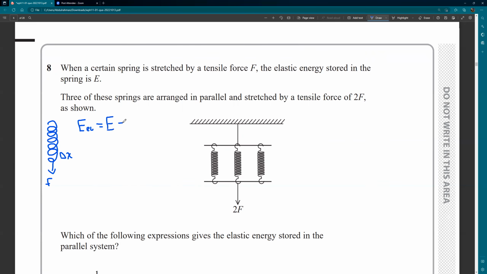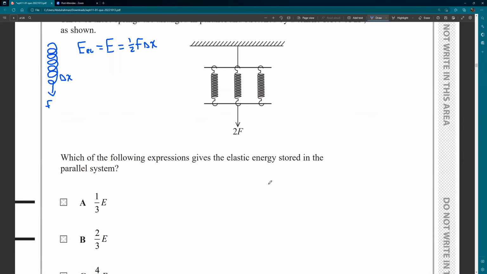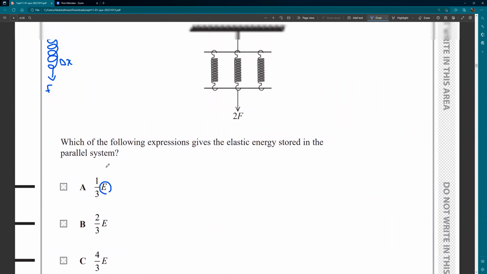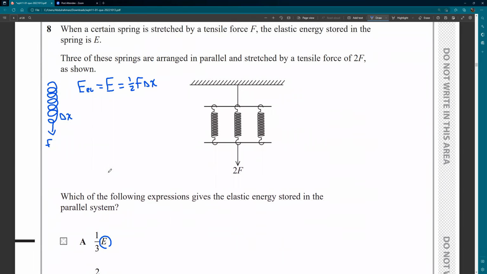And we know that E, the elastic strain energy stored in the material, is equal to half the force applied multiplied by the extension. So this is the elastic strain energy stored in this one spring. Now we're saying 3 of these springs, the same spring, are arranged in parallel and stretched by a force of 2F as shown. Which of the following gives the elastic energy stored in the parallel system? As you can see, all options are in terms of E, and this E is the elastic energy stored in just one of the springs.